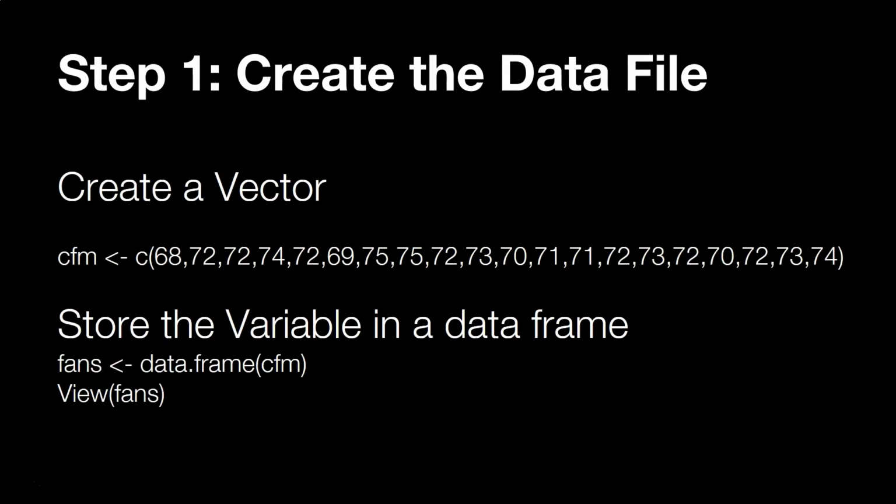The first step is to use R to create a vector. You'll see here that we're going to put the data into an object. The c stands for combined or concatenated, and we're creating a vector with this data. After we create the vector, we'll store the variable in a data frame. Let's do this now in R.